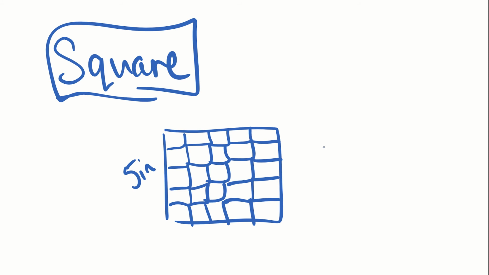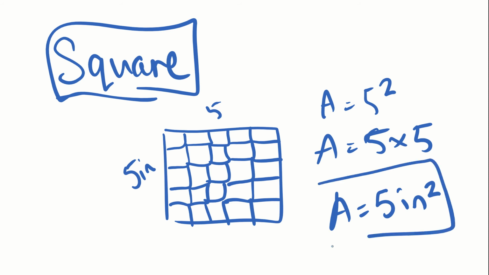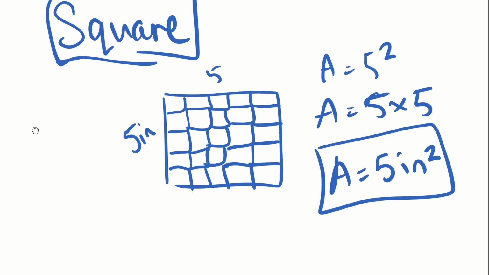And the way I know that is I'm just going to multiply this side times this side. 5 squared. So we'd say the area is 5 inches squared. Now when we're dealing with area, the units always have to be squared, regardless of the shape.